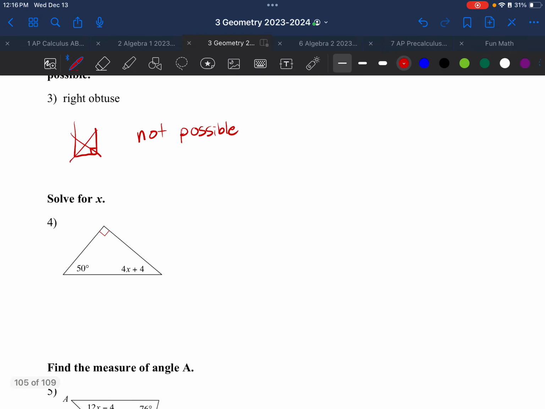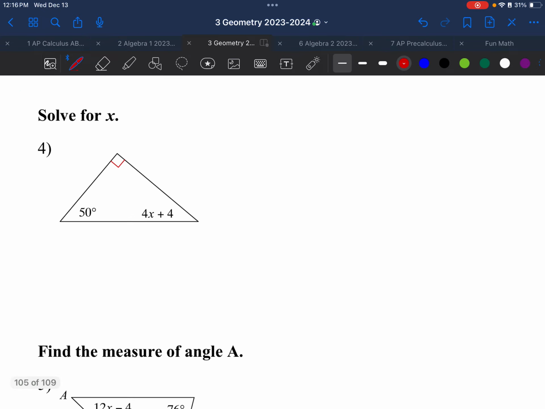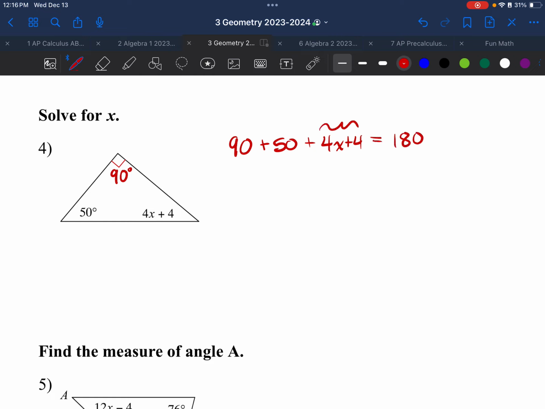All right, and number 4, solve for x. Well, I know that all 3 of these angles are the inside of a triangle. Interior angles of a triangle always sum to 180 degrees. This angle mark up here means we have 90 degrees. So if I add 90 with 50 with that 4x plus 4, all 3 of these angles add up to 180 degrees.